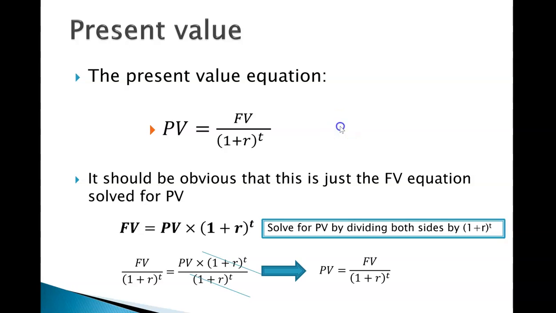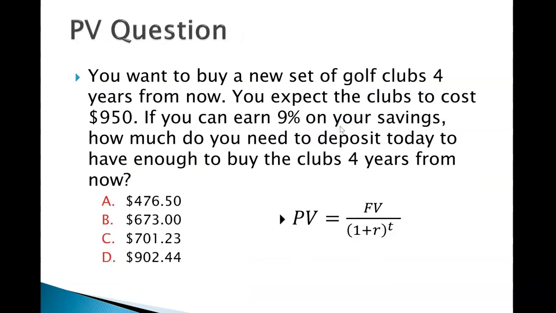Okay, so here's a question. Again, you can practice. I encourage you to pause the video and see if you can get one of my answers here. So you want to have $950 4 years from now. You can earn 9% on your savings. How much would you have to put in the bank today?